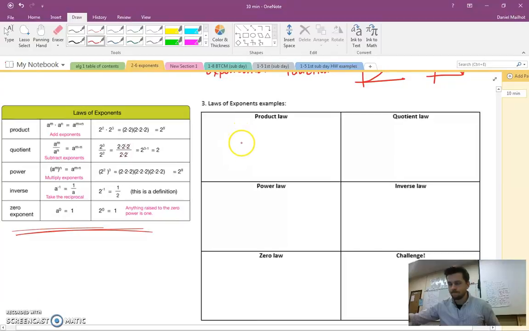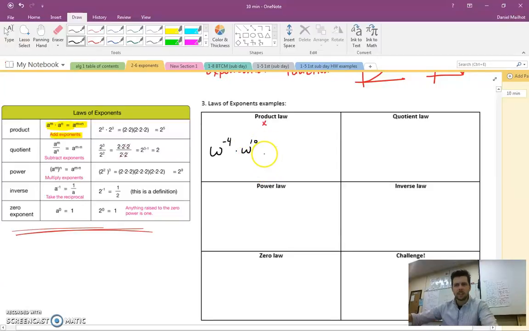Product law. Product means multiplication, right? The answer to a multiplication problem is called its product. So if you've got, look over here, a to the m times a to the n, you can add the exponents. We looked at that one earlier. Let's put an example here. Let's do one more example, okay? Let's make it a little more complicated too. What about w to the negative 4 times w to the 10th?